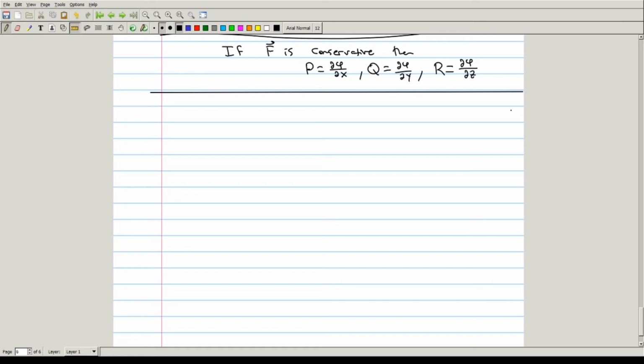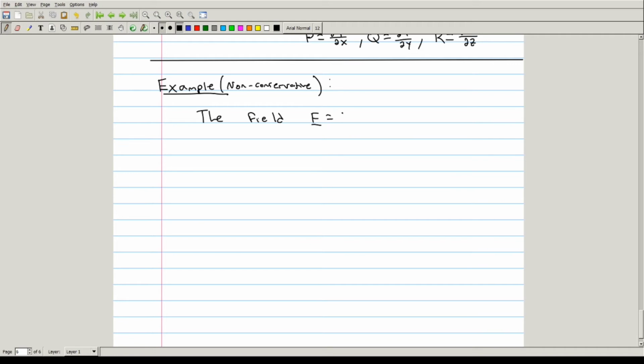But it is important to point out that not all vector fields are conservative vector fields. I'll give you a very simple example right now. The vector field determined by the cross product of omega with r, where we'll say omega is a constant vector, is not conservative.